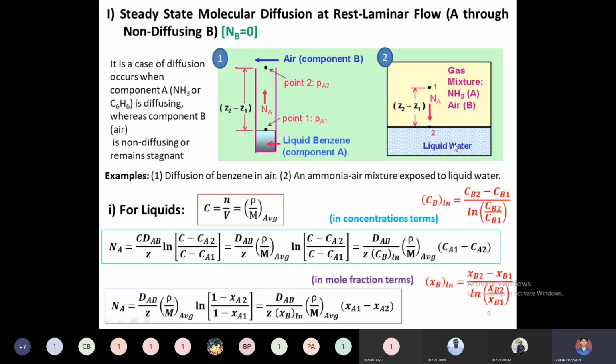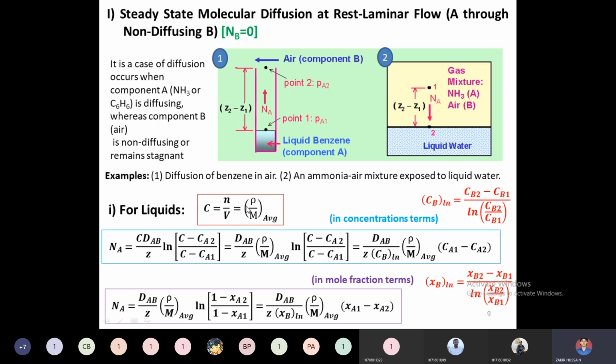Oxygen is much less soluble in water compared to NH3. NH3 is highly soluble in water, so NH3 will just go into this water. So these are the two examples for A through non-diffusing B. For the liquids, we already know what concentration is. Concentration is nothing but moles per unit volume.